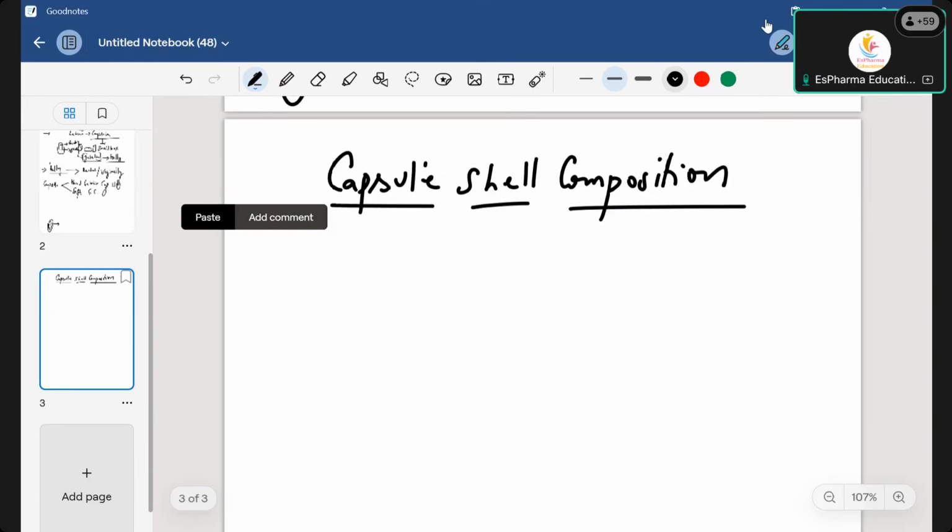Can everybody type it in the chat box? Gelatin. Can you please type it in the chat box? Gelatin, everybody. This is the most commonly asked question. The major material used in the preparation of the capsule shell, the main material, is gelatin.